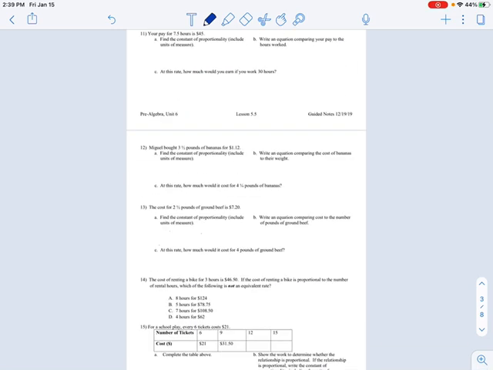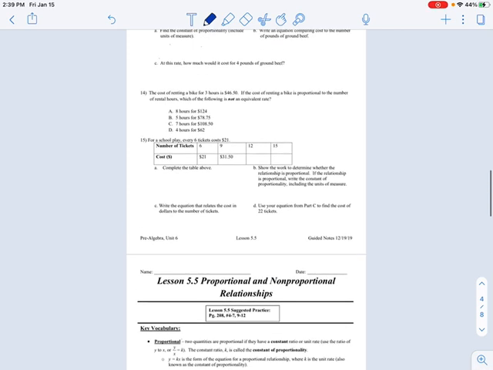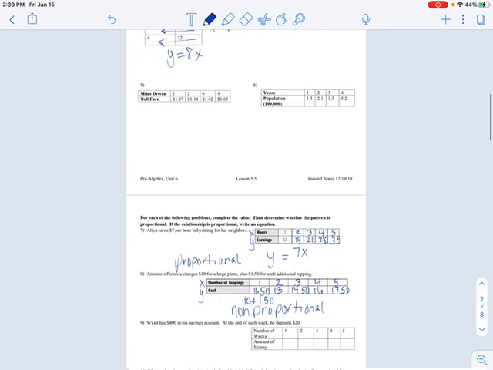Okay, so there's some other examples here for you if you want to go through those, and you can always send them to me and I will check them for you.